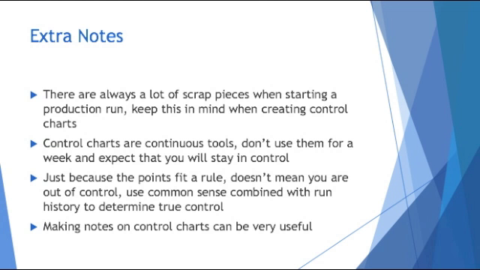Also, just because the points fit a rule doesn't mean you're out of control. You have to use a little bit of common sense combined with your run history to determine true control. Maybe your points oscillate for some reason, or maybe you do have a point that goes out of control occasionally. Doesn't mean your whole process is screwed. You have to take into account how you normally run and some other common sense items. You can also make notes on your control charts. This can be really useful. You can circle a whole area or just a few points and point out some items of interest in your production history.